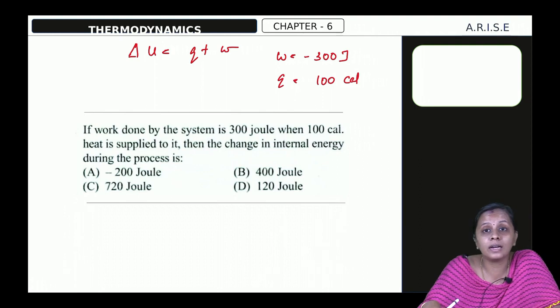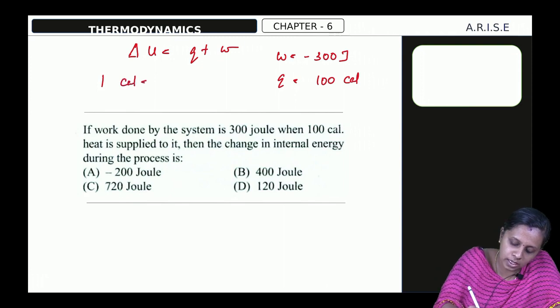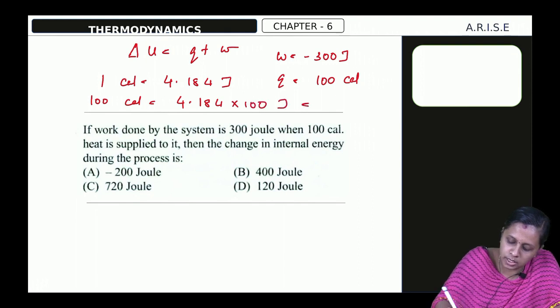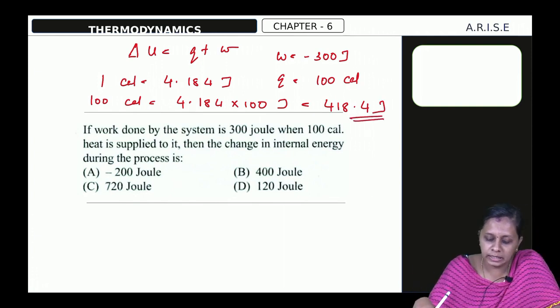But we cannot directly substitute it because both are in two different units and the option is in joules. So we have to convert that calorie into joule, and we know 1 calorie is equal to 4.184 joules. So what will be 100 calorie? 100 calories is equal to 4.184 into 100 joules, that is equal to 418.4 joules. So now we have converted this Q, which is in calorie, into joules.